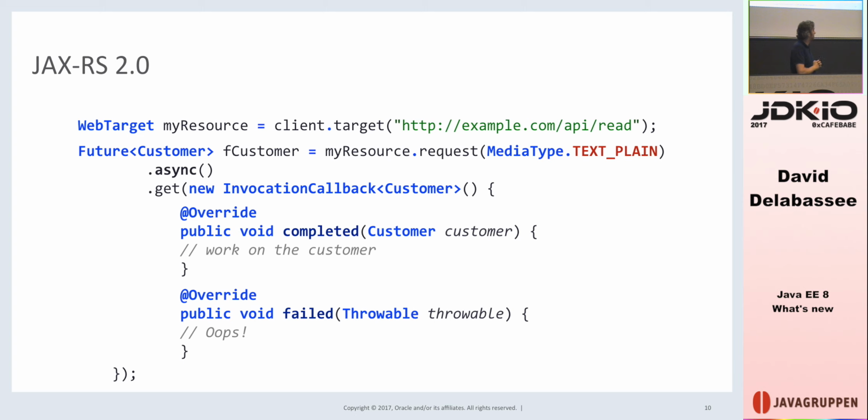Luckily for us, we have in JAX-RS 2 an invocation callback. So we have the ability to basically set a callback that will be invoked when we have the result or when something goes wrong. So it works like this. We have to use the async invoker, and then we pass it an instance of our invocation callback. It has two methods, the completed method that will deal with the result once it has been sent by the remote endpoint, and the fail method, the one that will be invoked if something goes wrong. So that basically solves the issue when you want to do asynchronous invocation, but you don't want to block on the future object that you would get in return.